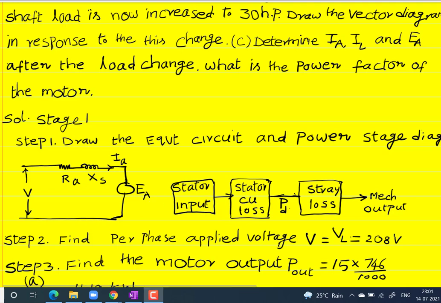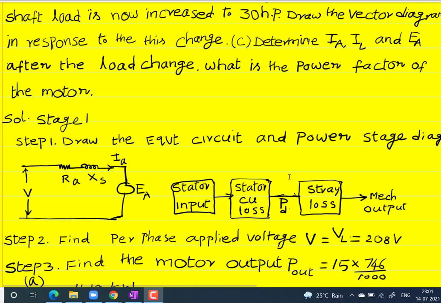Next, the power stage diagram is like this. Stator input, then stator copper loss. Once we subtract stator copper loss from the stator input, we get the mechanical power developed. And once we subtract the stray loss, that is, magnetic losses plus mechanical losses put together, called stray loss, from this mechanical power developed PD, we get the mechanical output or the shaft output.